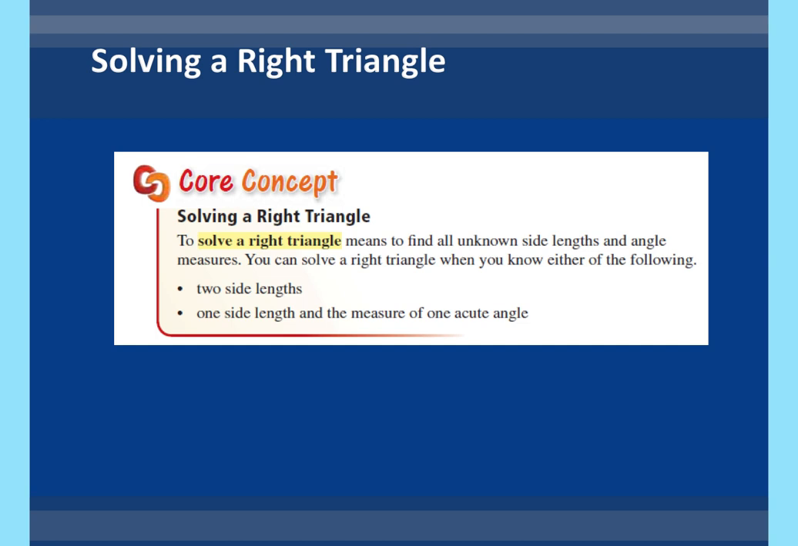All right, so when you see the instructions that say solve a right triangle, it means find all the unknown side lengths and angle measures, which means that if there's a triangle with 3 parts given to you, you have to give 3 parts in your answer. If it's 2 angles and a side given, then you're giving the other angle and the 2 sides. If it's 1 angle and 2 sides, you're giving 1 side and 2 angles, whatever you're missing.